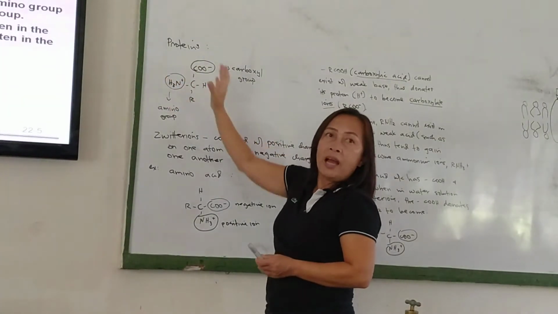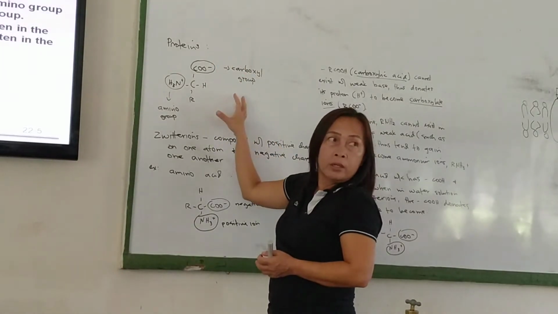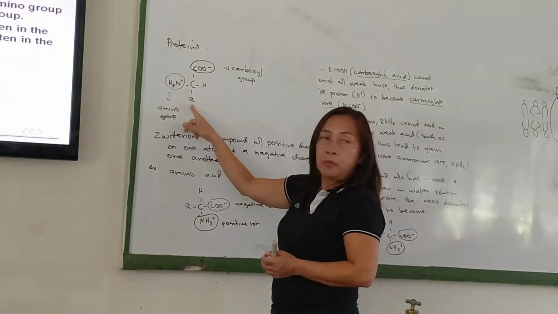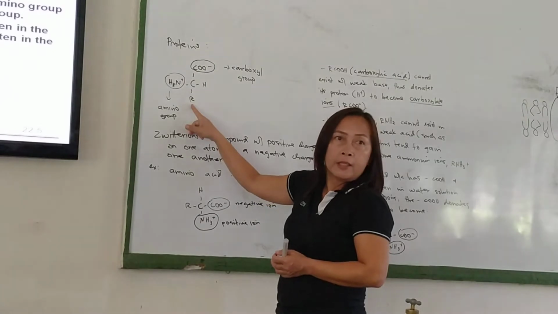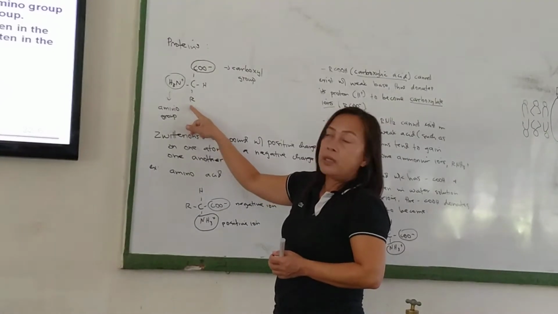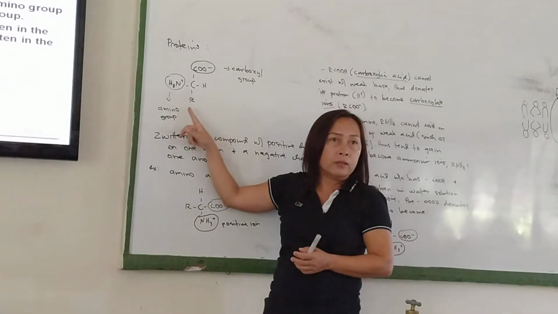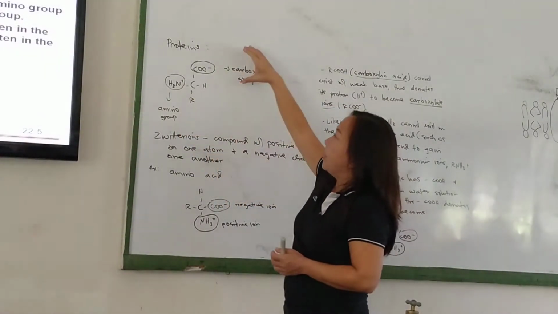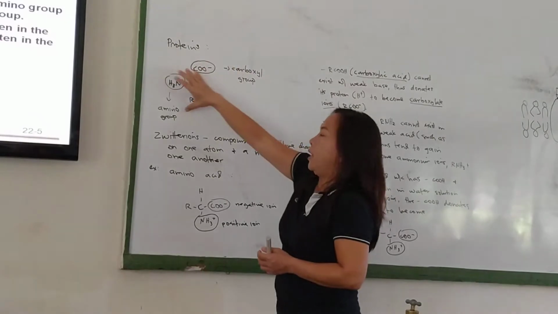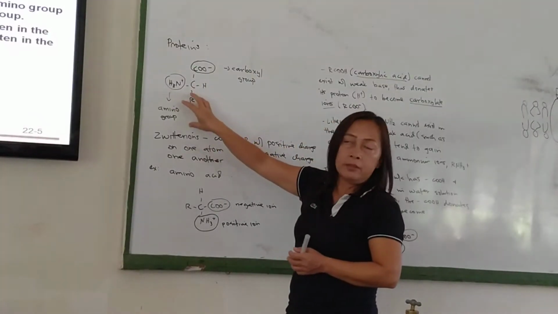Now all amino acids have the same structure except for this R. They all have the same structure except for the R, so they just vary in the R. So you have here the carboxyl group, the amino group, and then the R.